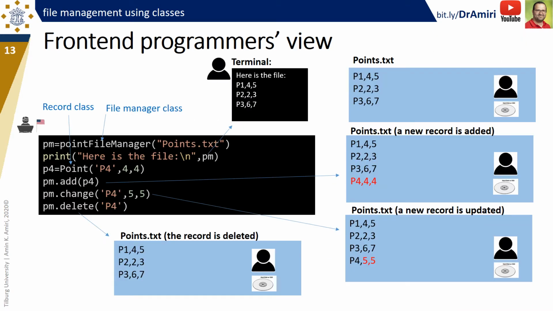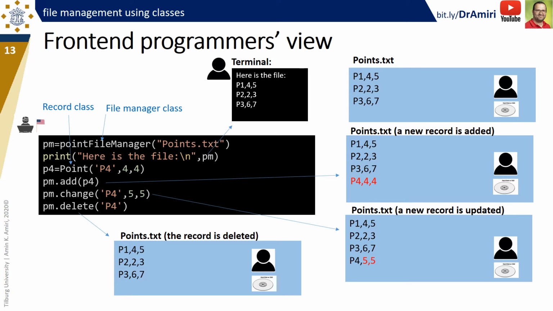Let's take a look at these two classes from the front-end programmer's view, also known as the American programmer in this class. First of all, you need to be able to create an instance of the class point file manager. This instance will require the initializer method to receive the name of the file, in this case points.txt, and then set the attributes of file name and all points behind the scene.